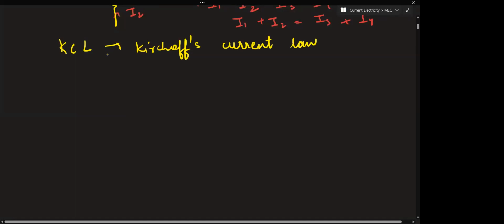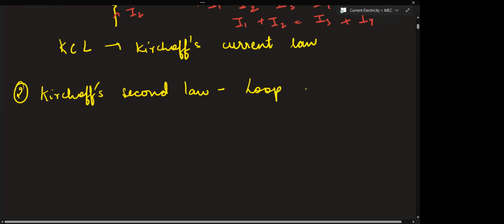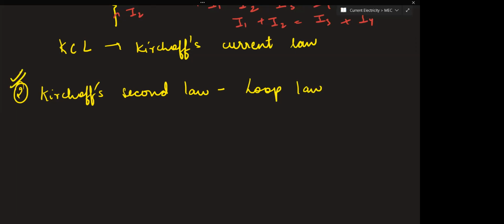Now the second law that you have, Kirchhoff's second law, is also known as the loop law. This will be used most of the time. We'll be practicing questions on this because current law is easy. First, we'll use current law and then we'll combine it with the second law. So both the laws of Kirchhoff will be used simultaneously to solve any circuit.